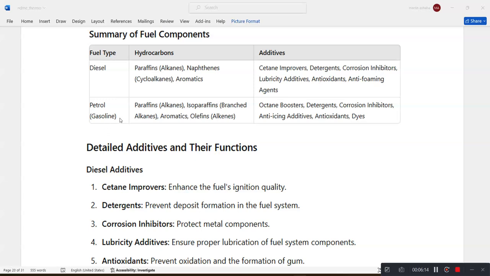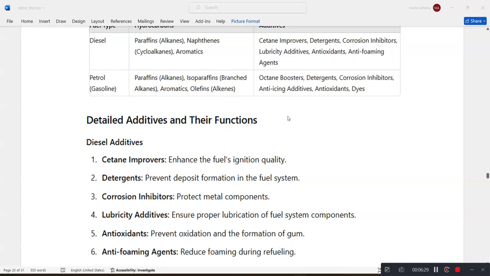Then the petrol has the following hydrocarbons that include paraffins, isoparaffins, aromatics, and olefins. Then they also have corrosion inhibitors, dyes, antioxidants, and anti-icing additives.